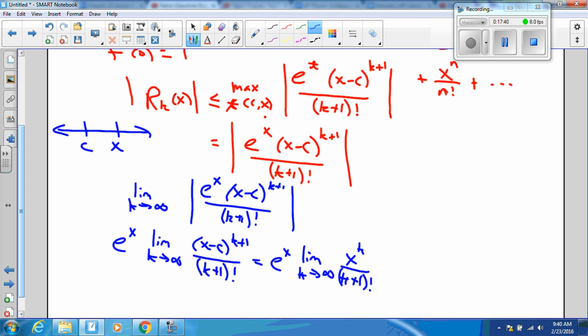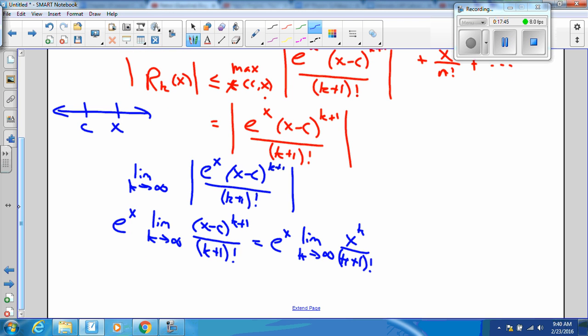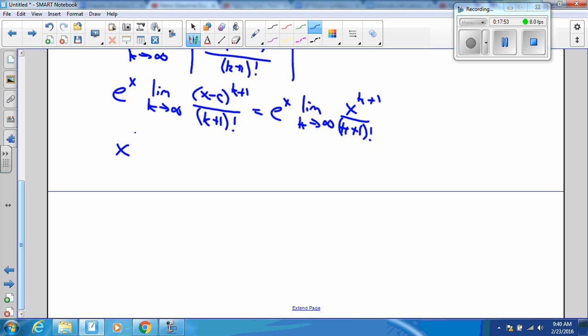So now we wonder, what is this limit right here? I'm going to make an intuitive argument. I could argue it by induction, but I'm going to claim that this limit right here is actually equal to 0. Now, why is that? Let's compare x to the k plus 1 and k plus 1 factorial.